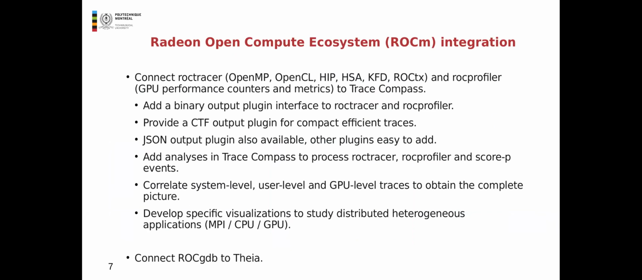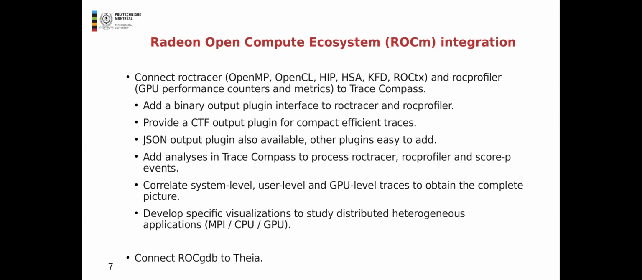The connection to ROCm. We connected the ROCtracer and ROCprofiler. To do that, we created a new output plugin interface that can create some CTF output to be read by TraceCompass. We also made, with the same interface, a JSON output plugin, such that you can still have the default output that was there before we added this interface. And all this is being integrated by AMD in the next version of ROCm. I believe it should be available.